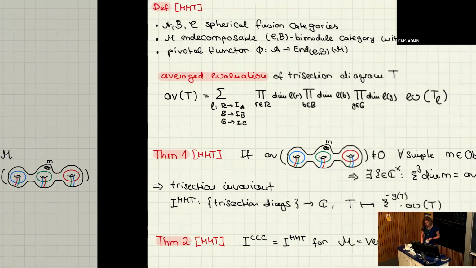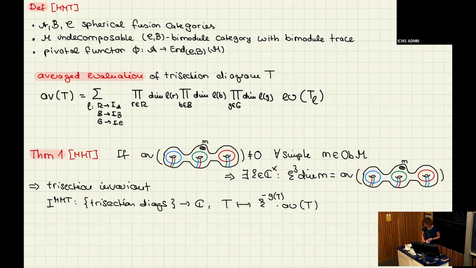Sorry, can I ask a question? What's the dimension of M? M is an object in this bimodule category, right? It's the trace of the identity morphism on M. We have a bimodule trace. Oh, okay. Sorry, I should have said this. No, you just said it. Yeah, it's written. Okay. Further questions?